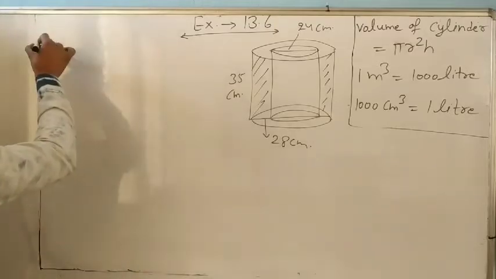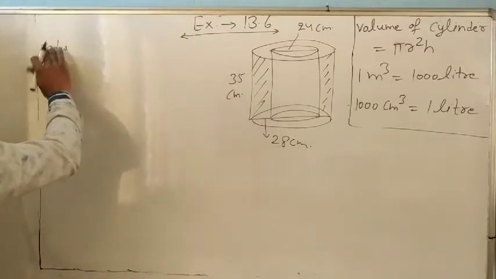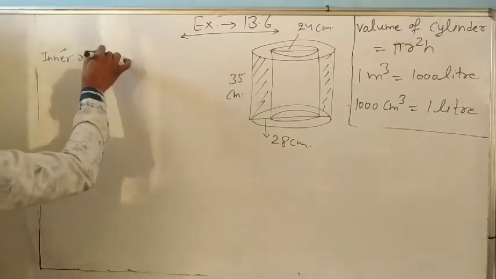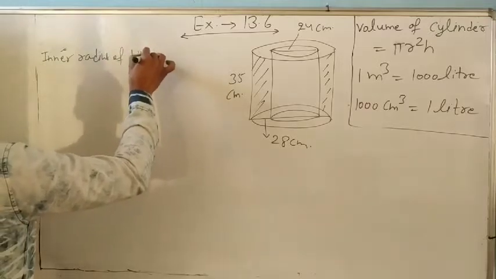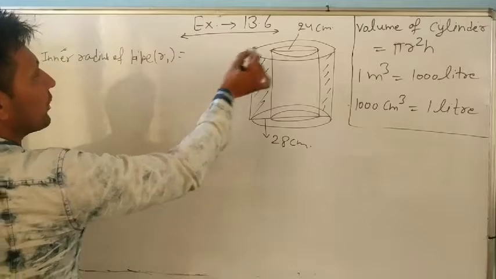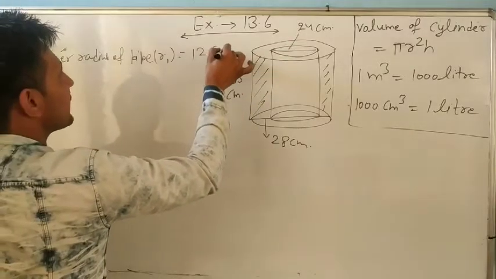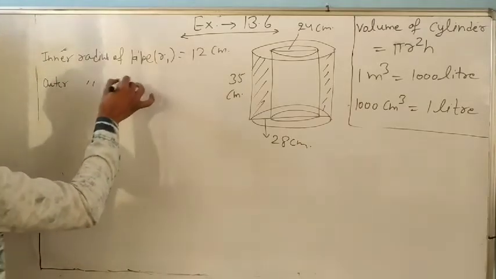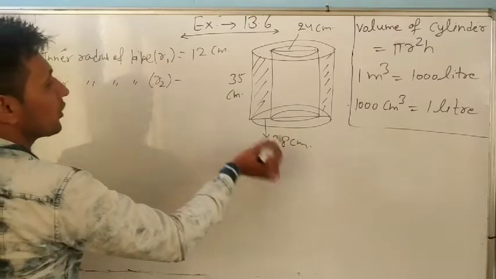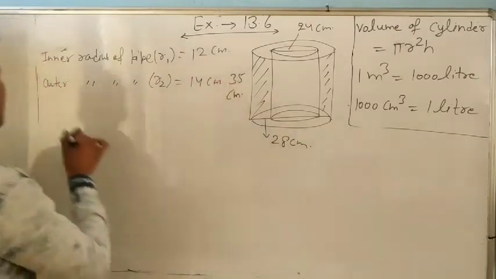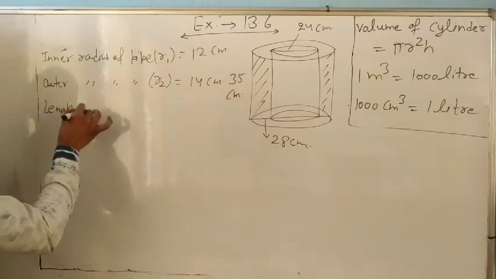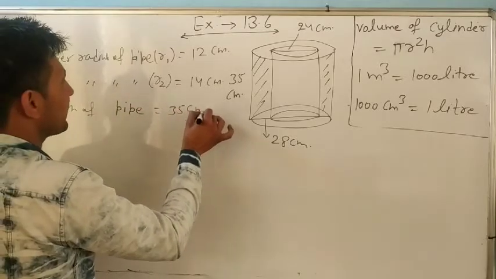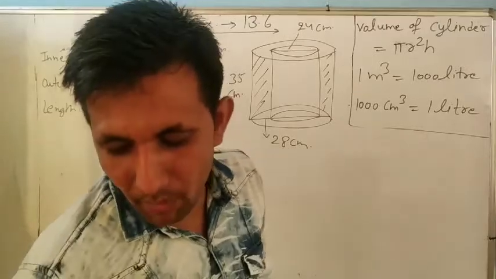So write the inner radius of pipe, you can say R1. What is 24 divided by 2? 12 centimeter. You can find the radius. And now the outer radius of pipe, outer radius means R2. Both are different. 28 divided by 2 is 14 centimeter. Now the length of pipe is 35 centimeter.